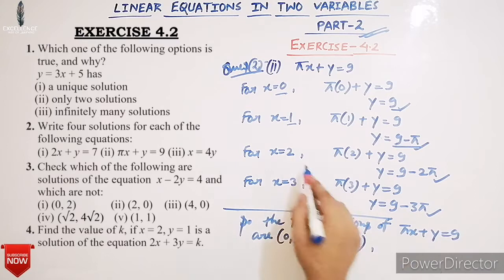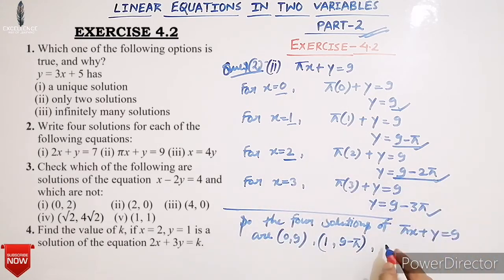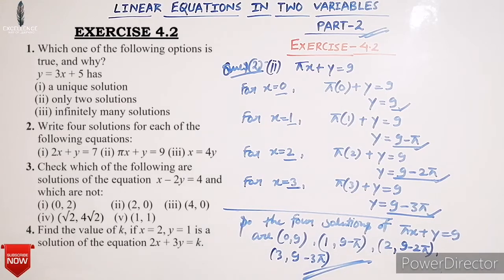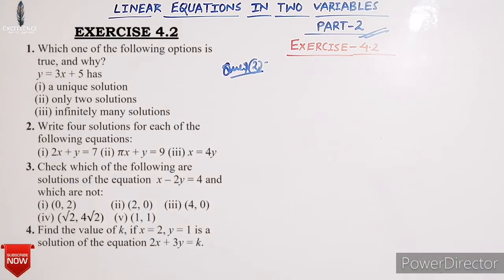Okay, and next one is (2, 9 minus 2π) and (3, 9 minus 3π). Okay students, these are the four solutions of this equation.